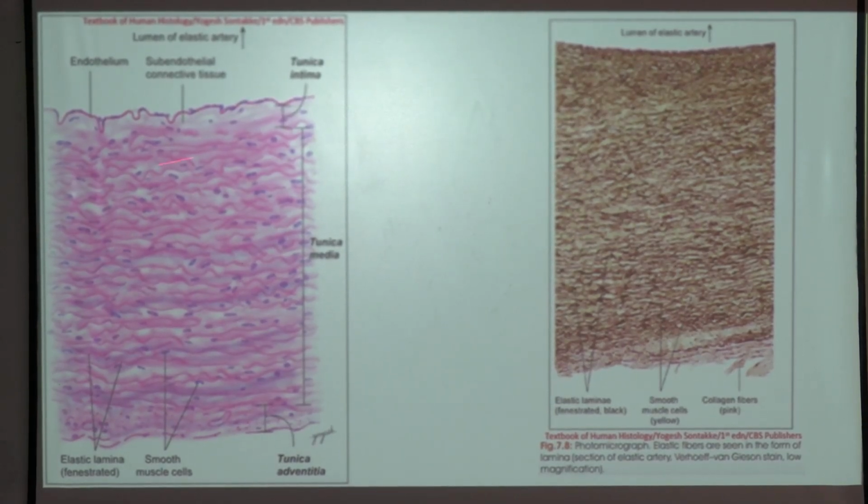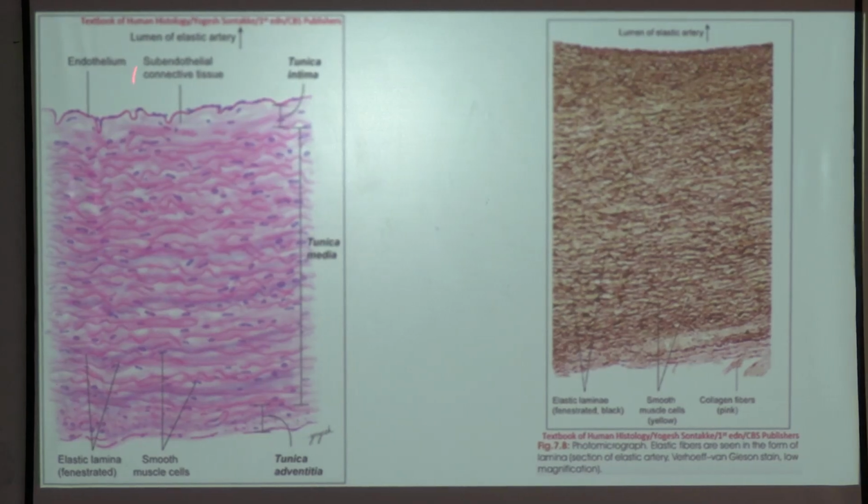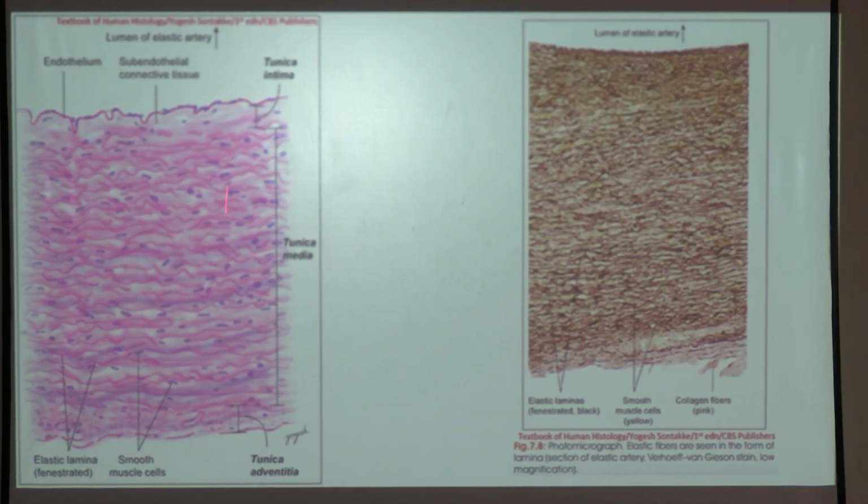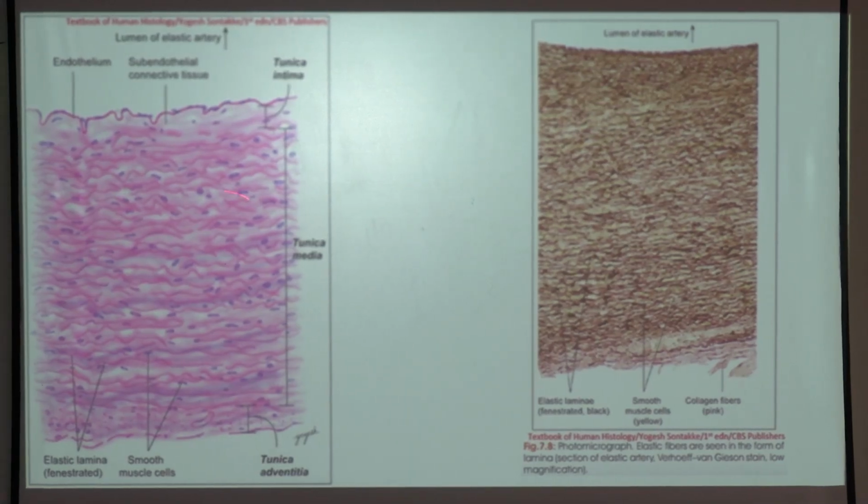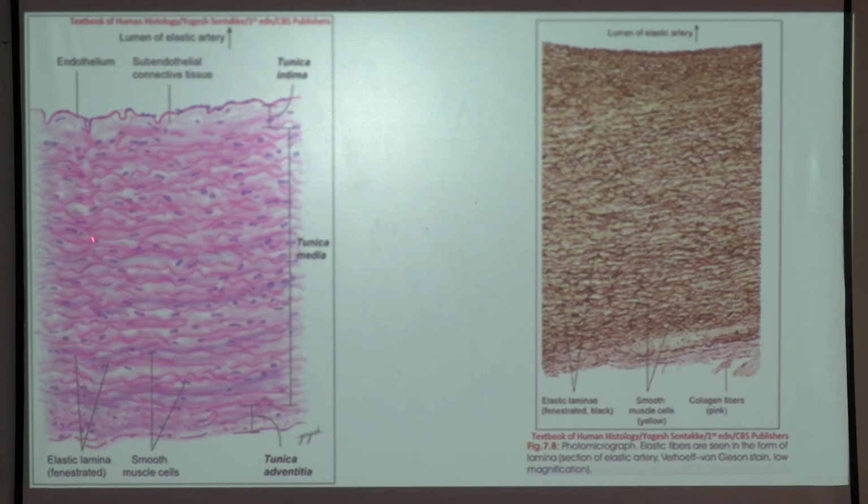Tunica intima forms loose connective tissue, the subendothelial connective tissue. Then tunica media is the thickest one and has muscle tissue. Smooth muscles are present, and in between the smooth muscle there are these pink lines you can see. These are the elastic fibers. They are present in large numbers and help in contraction and relaxation of the blood vessels.